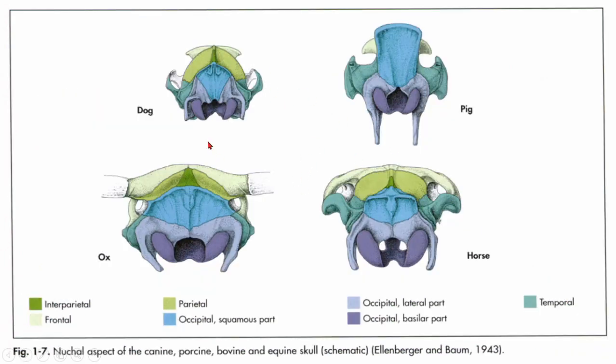This is the picture of a posterior part of a skull of a dog, pig, ox and horse. In this picture, interparietal bone is here. This one is a parietal bone. This one is a frontal bone. And occipital bone is divided into three parts. This one is the occipital squamous part. This one is the occipital lateral part. And this one is the occipital basilar part. This one is a temporal bone.